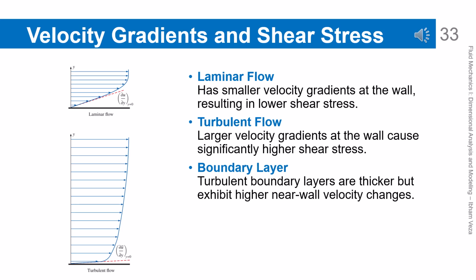Velocity gradients and shear stress. In laminar flow, the velocity gradient near the wall is relatively small, resulting in low shear stress. In contrast, in turbulent flow, the velocity gradient near the wall is very large. This causes the wall shear stress to become much higher. Although the turbulent boundary layer is thicker, the velocity change near the wall is very steep. This is one of the main reasons for the large energy losses in turbulent flow.